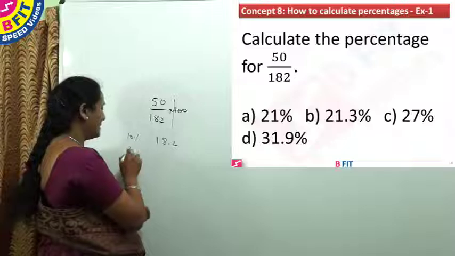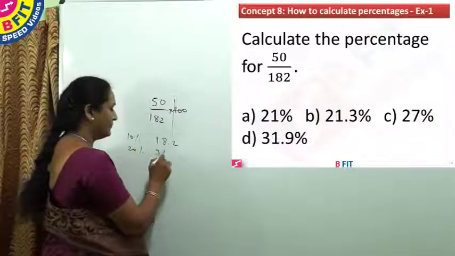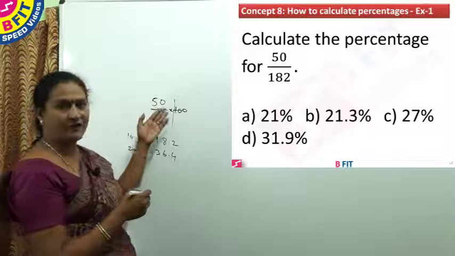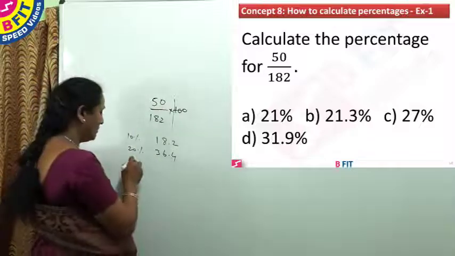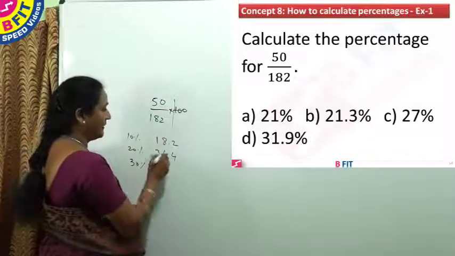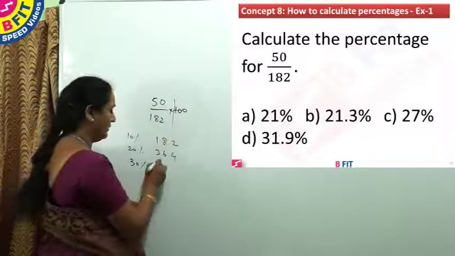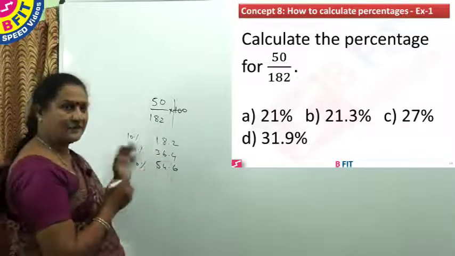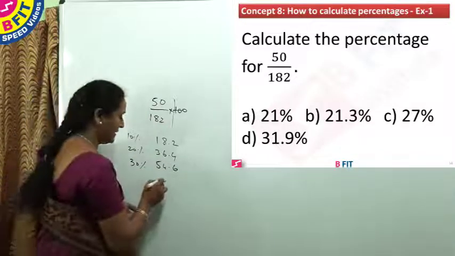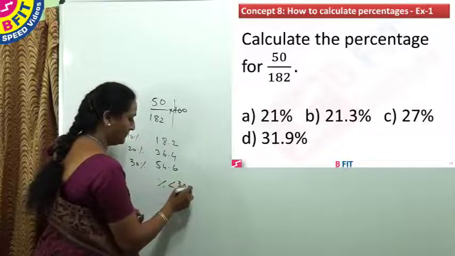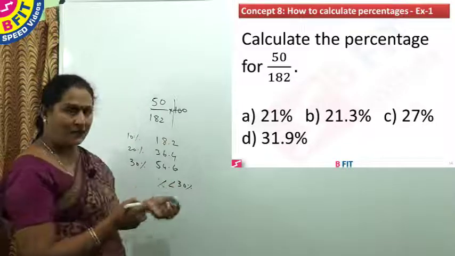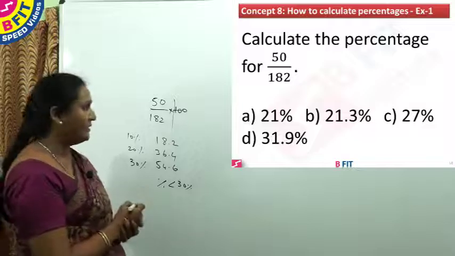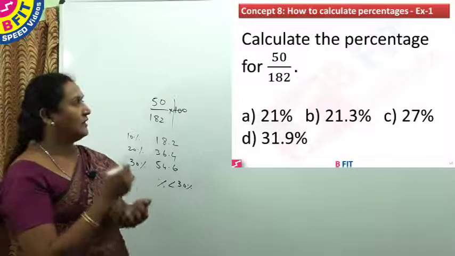What will be 20%? It is 36.4. So we have 50 more than 20%. What will be 30%? It is 18.2 into 3, 54.6. So we have the value less than 30%. The percentage is less than 30. It is 1.6 less than 30%. So with the options we can choose what will be the answer.